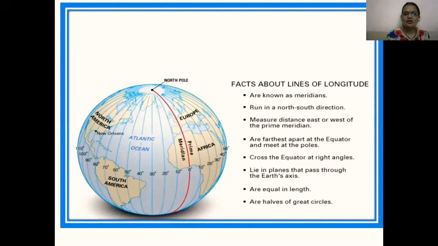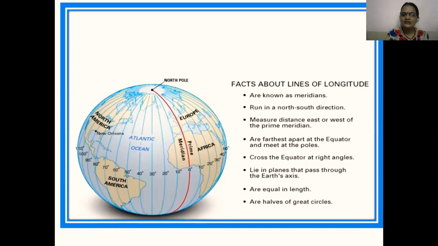See, longitudes are also known as meridians. Students, you can go through the diagram. See, these lines are going from north to south, and latitudes are moving from east to west. You should be very clear, students. Latitude means they are going from east to west, and longitude means they are going from north to south. Latitudes are called parallels, and longitudes are known as meridians.